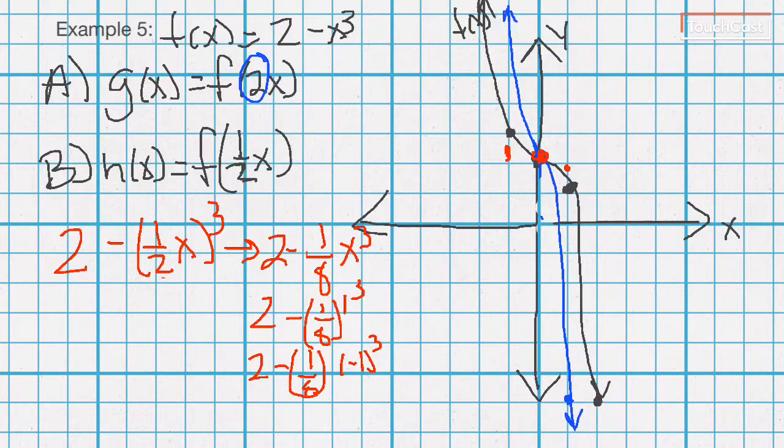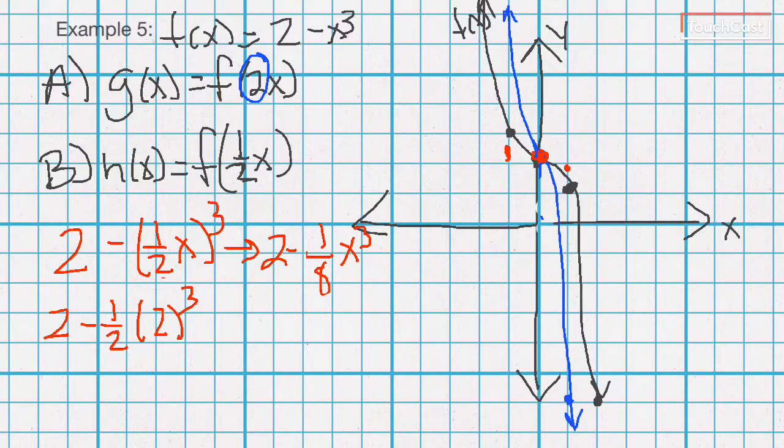I think we should try 2. Let's put 2 in. I'm going to erase what I have just so I have a little bit more room. We're going to try 2 and negative 2 for x. See where those go. So if we do 2, we're going to get 2 minus an eighth times 2 cubed. 2 cubed is 8, and an eighth of 8 is 1, so we're going to get 2 minus 1, and that's just 1. So at x is equal to 2, y is going to be 1.